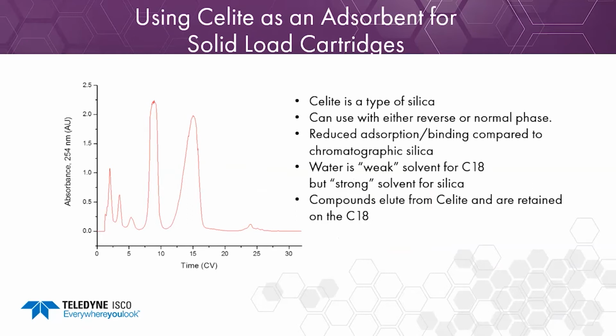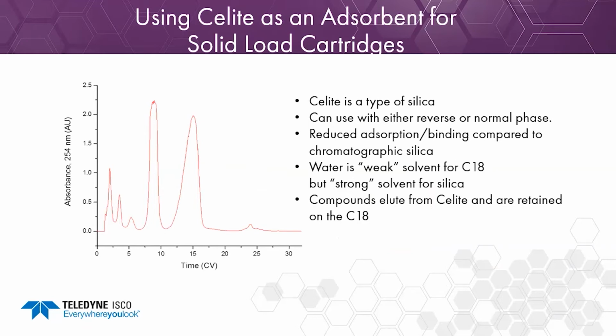Another alternative, and you can use this in reverse phase or normal phase, is to use C-Lite as an adsorbent on the solid load cartridge. And C-Lite's basically a type of silica. It has reduced adsorption or binding compared to our traditional silica. And you can use it with either reverse or normal phase. Just keep in mind water is the weak solvent for C18, but the strong solvent for silica.